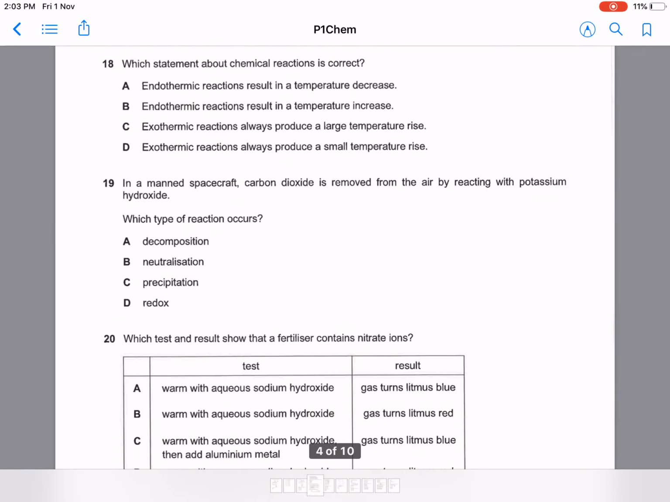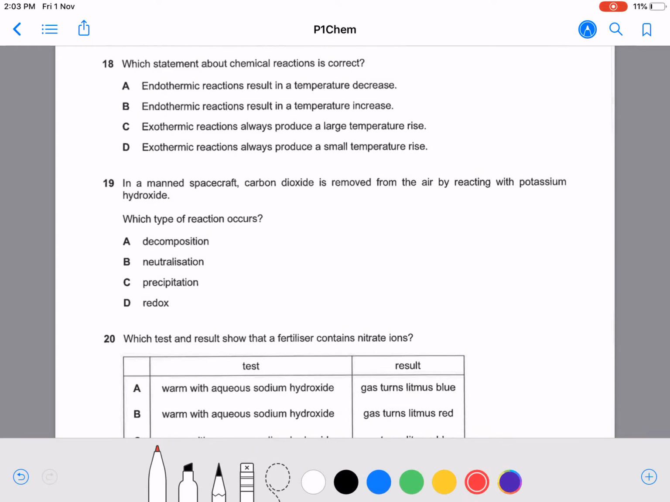Which statement about chemical reactions is correct? So this is talking about exothermic reactions. Start again. Exothermic reactions. We have reactants and products. Here we have energy, here we have time, and we're talking about endothermic. So this is exo, this is endo, and now we have a different situation because our products have higher energy.